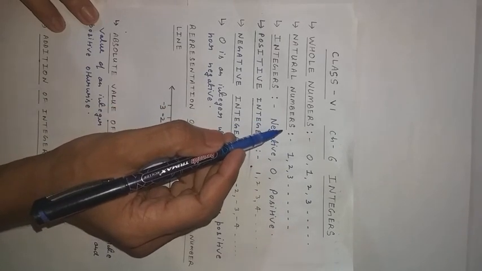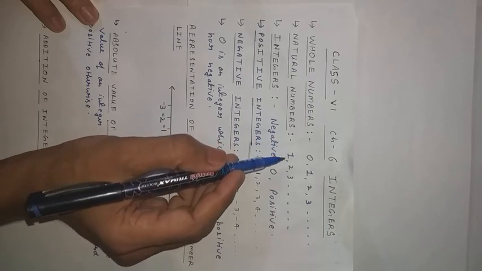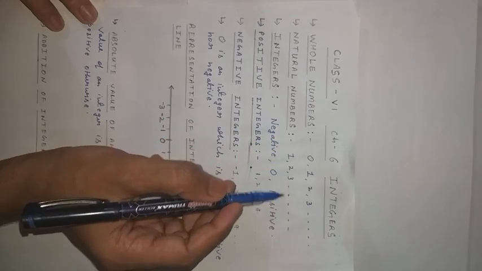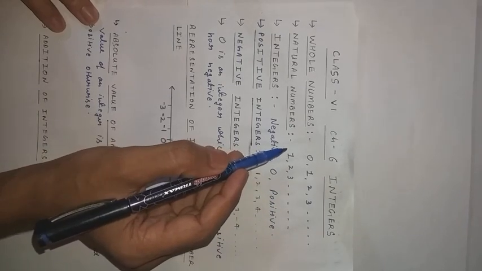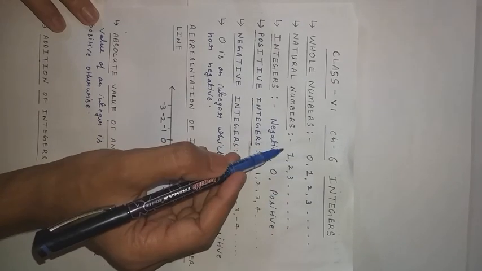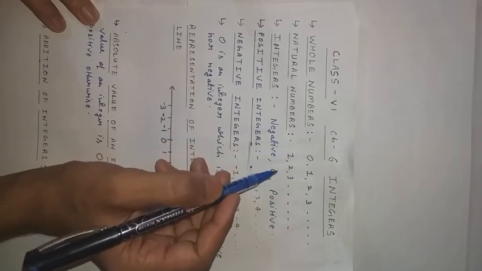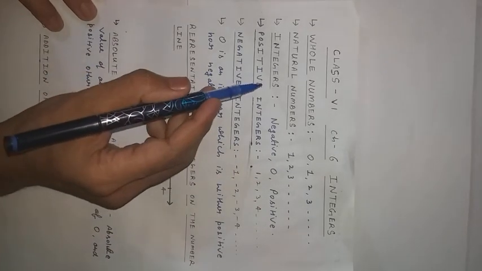Now come to the second topic, that is natural numbers. What are natural numbers, students? As you know, natural numbers start from 1, 2, 3 and so on. It means this is the difference between whole numbers and natural numbers. And what is the difference? Whole numbers start from 0 and natural numbers start from 1. Clear, students? Now let's come to integers.